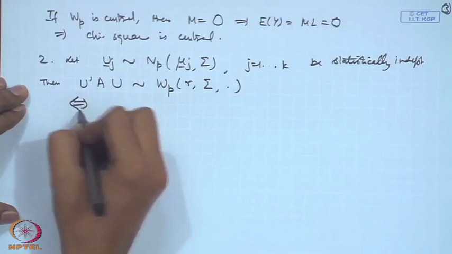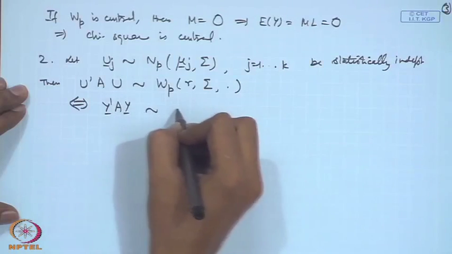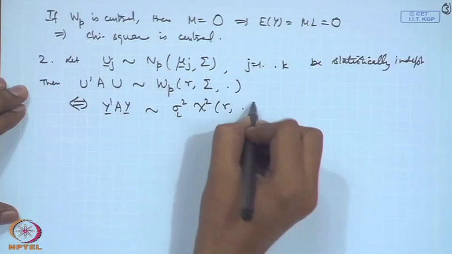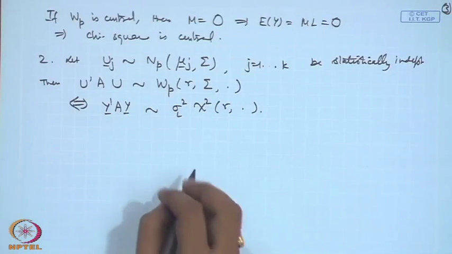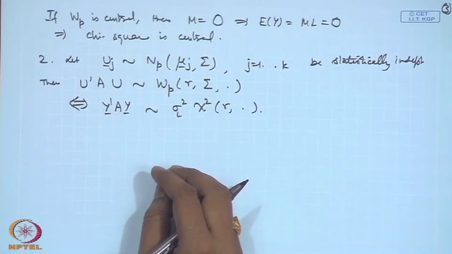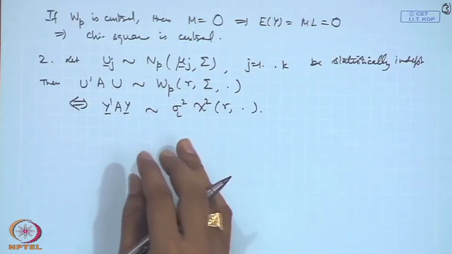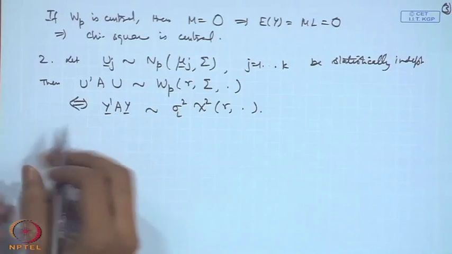This is equivalent to saying Y prime A Y, this will be sigma L square chi square r. I will skip the proof of this because it is involving a lot of terms and I do not want to make this course extremely theoretical here. Let us move to further properties of the Wishart.